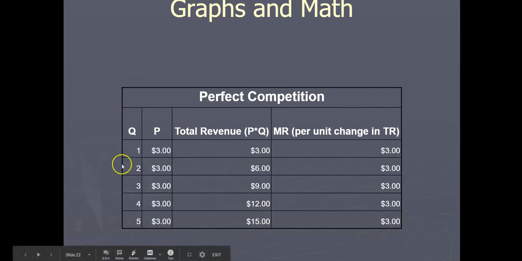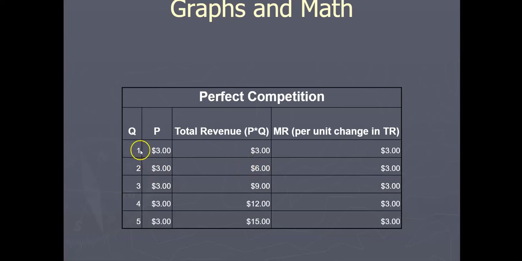In the example before, we were taking the idea of wheat, and it doesn't matter what quantity a firm produces in a perfectly competitive market, that firm has a market price, which is $3. So if a firm produces 1 bushel of wheat, that 1 bushel of wheat will bring in $3 a piece, 1 times 3, so that's a total revenue of $3. If they add an additional bushel of wheat, that additional bushel of wheat is also being sold at $3. So now they're selling 2 bushels of wheat, $3 a piece, so they have a total revenue of $6.